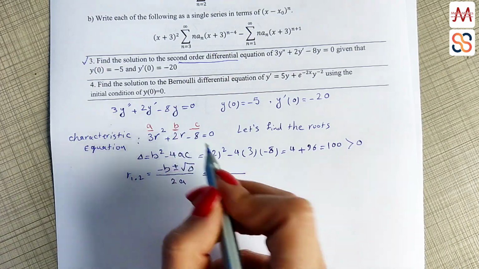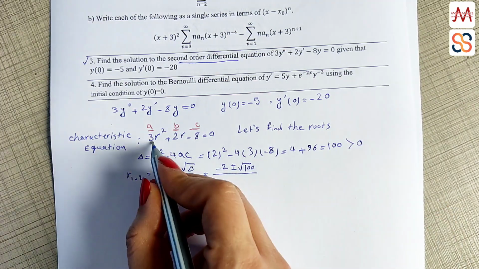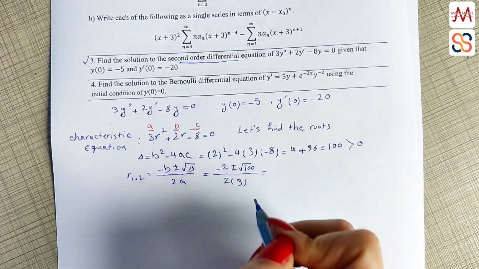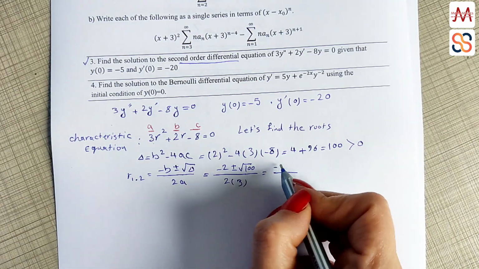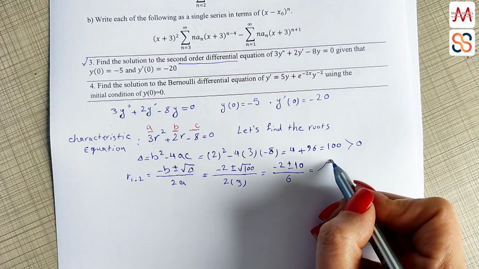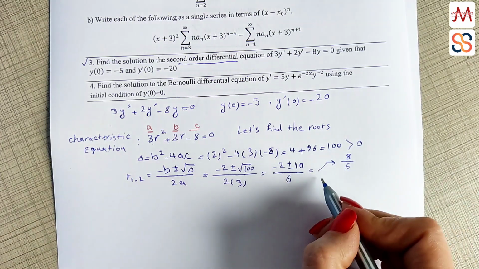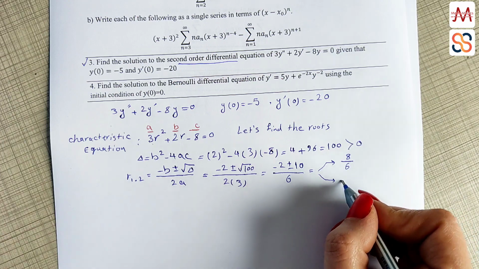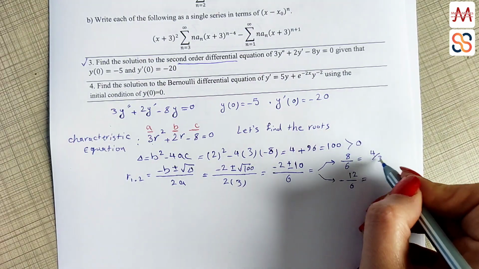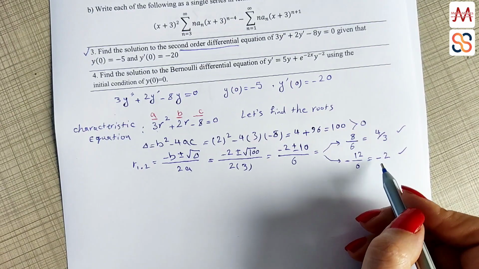You know how to find r1 and r2 using this formula. We can find them, I mean minus b plus or minus radical delta over 2 times a. A is 3. After calculation, we could find that first root is 4 over 3 and second one is minus 2.